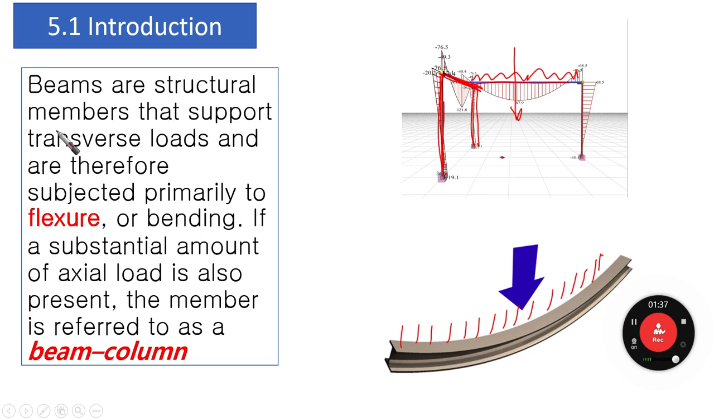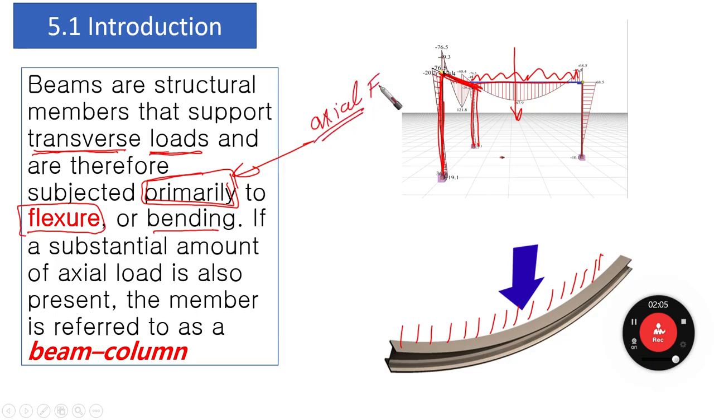Beams are structural members that support transverse loads. That's the key word here, transverse loads, and are therefore subjected primarily to flexure, or bending. So why the word primarily here? Because sometimes there are some axial forces. So we are going to have some axial forces, but we are not going to consider them. We are going to neglect any axial forces because there is no single element that does not have axial forces.